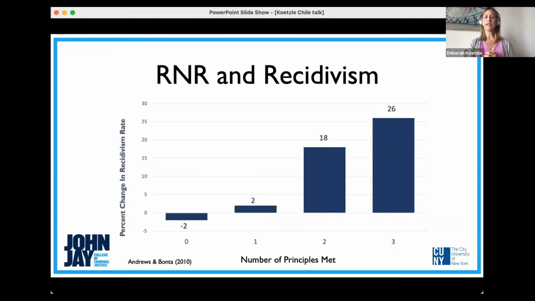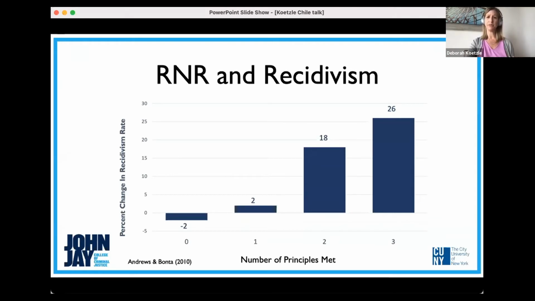And what we find is that programs that fail to adhere to any of these principles, on average, increase recidivism by about 2%. Programs that do at least one of the three tend to reduce recidivism, but I would say only marginally, right? Here, this outcome is a 2% reduction.